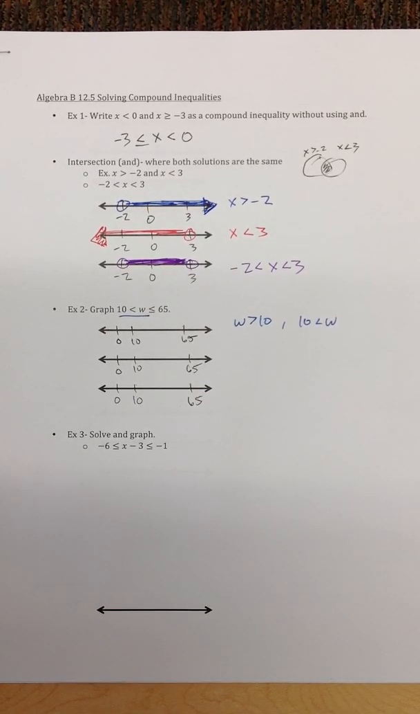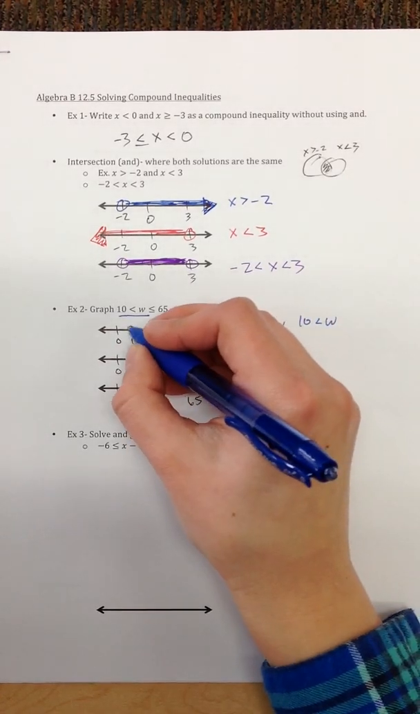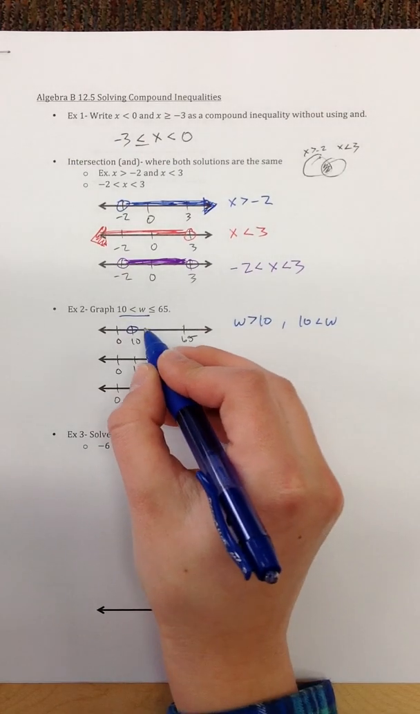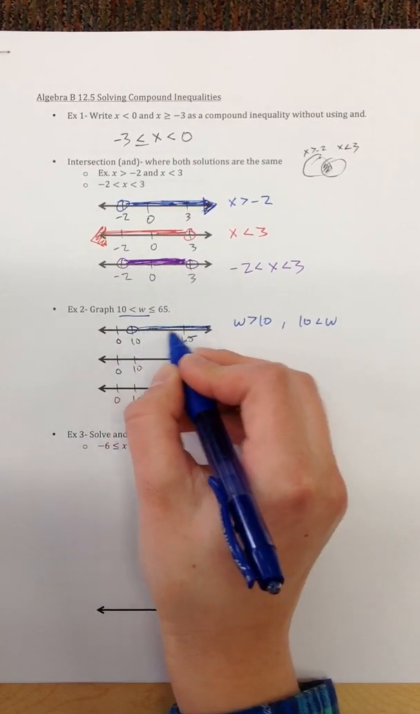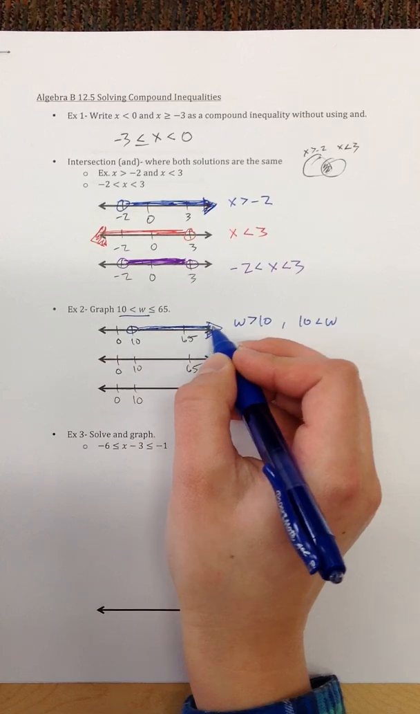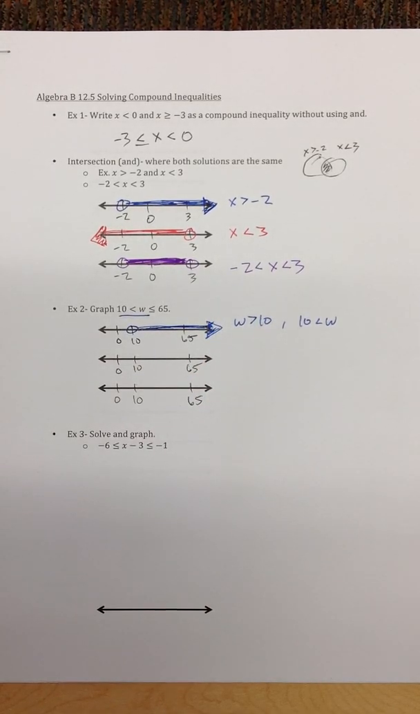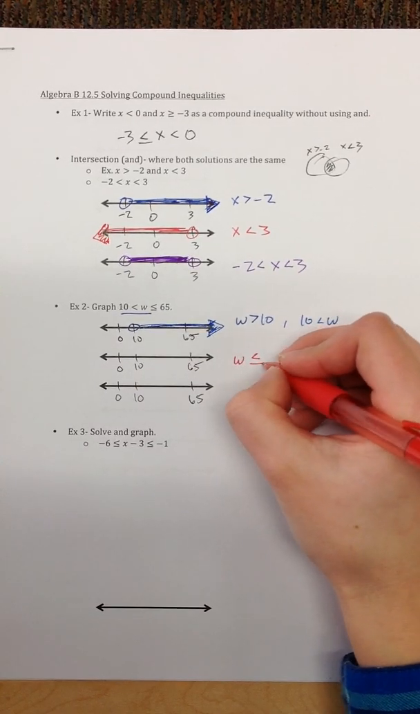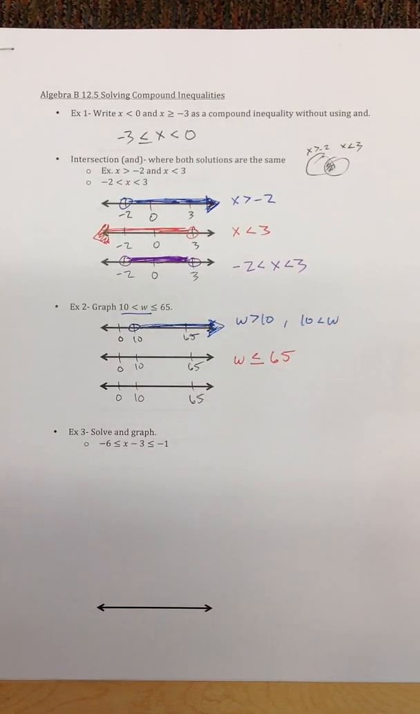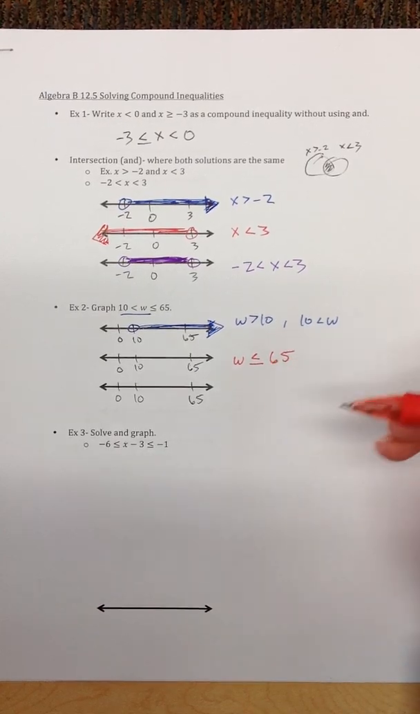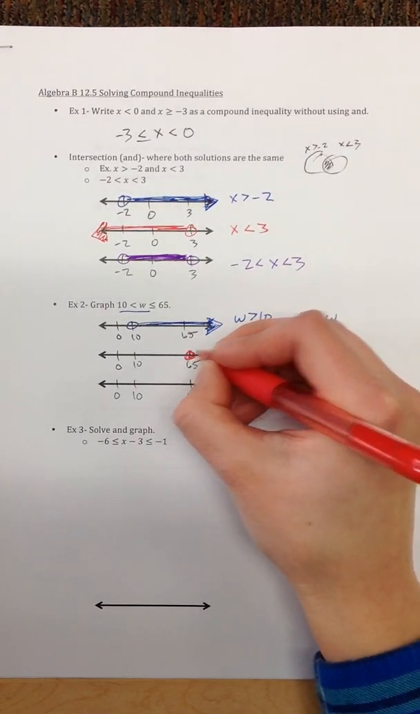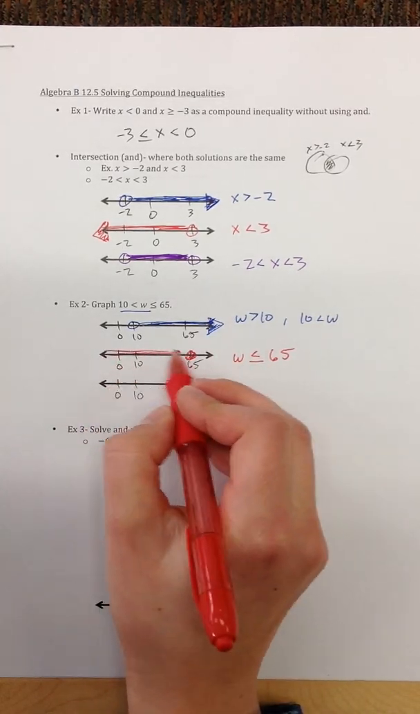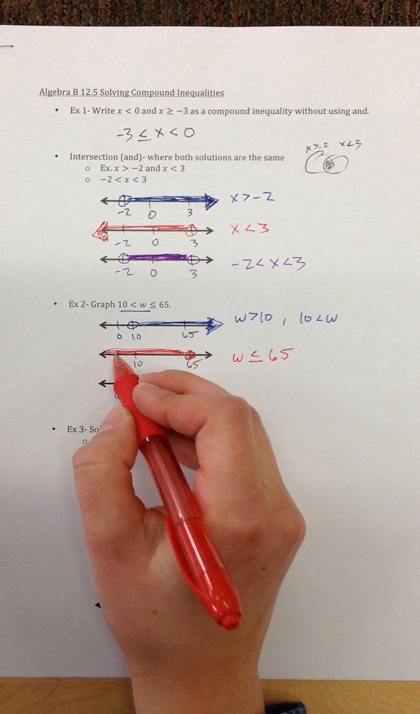So when I go to graph that, it's going to be an open circle on 10, and then I want things that are bigger than 10 because I'm heading towards the w. So I'm going to be shading off to the right here. Okay, and then the second one, this is where I'm dealing with my 65, so w less than or equal to 65. So this time I'm going to have a filled in circle because it's equal to 65, and then I want everything that's smaller than 65 to be shading that way.